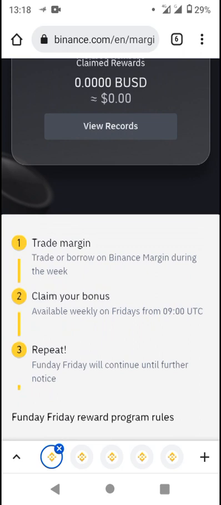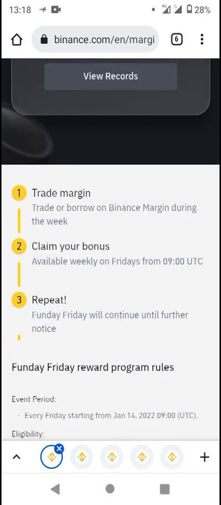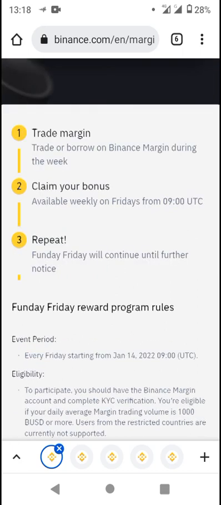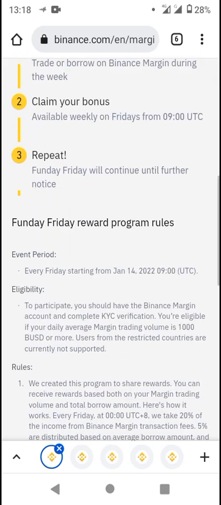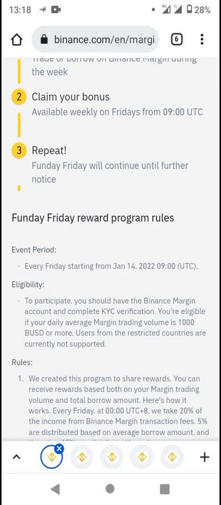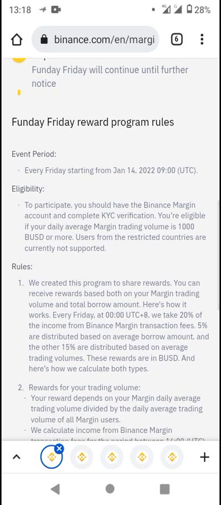You can trade margin or borrow on Binance margin during the week, and you can go over to the Binance margin Funday Friday column to claim your bonus, which is available at 9 UTC on a weekly basis. Binance encourages users to repeat the process. This Funday Friday reward program started on January 14, 2022, and in order for you to be eligible, you should have a Binance margin account and complete KYC verifications.